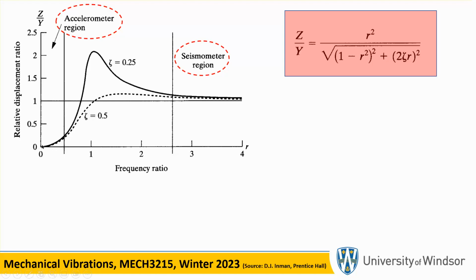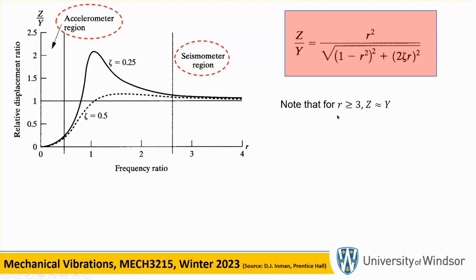And if omega n is very large, the formula for omega n is root of k over m, which means that m is very small. In other words, this is why accelerometers have a small mass, can be fabricated to have a very small mass, because then they give a large omega n, which is the region that you want to be at.